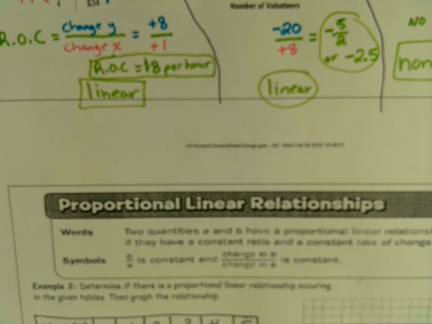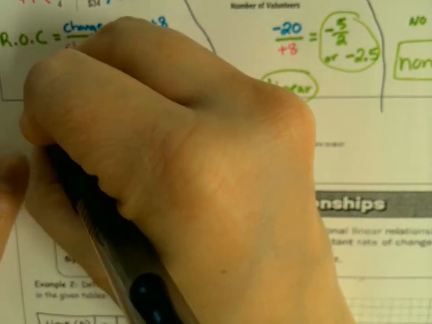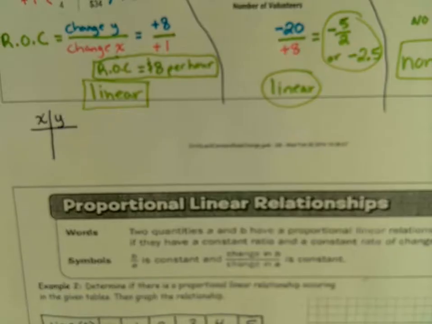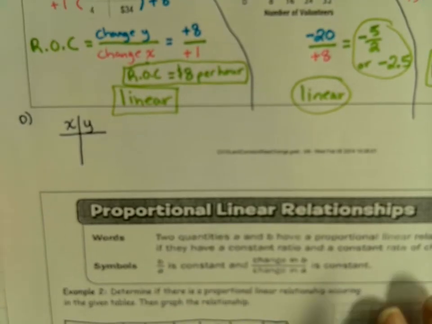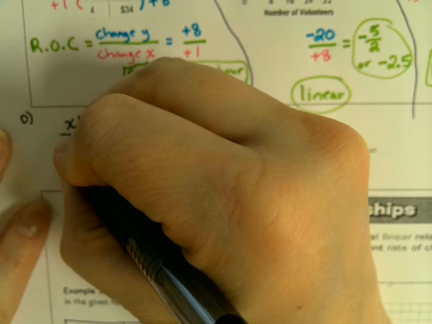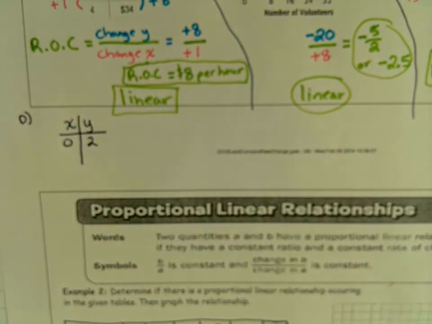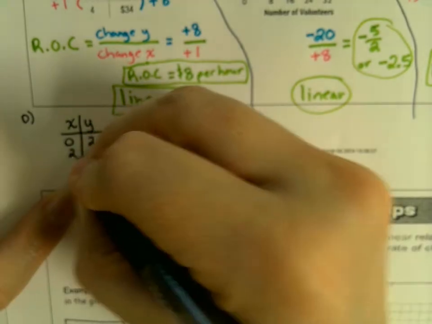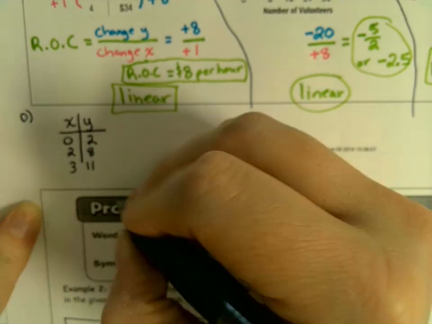So let me go ahead and give you an example. Write this down in this little spot. If we have an x and a y relationship, we'll call this table D. Table D. We have x and y. All right, so we have x, y. We have 0 and 2, 2 and 8, 3 and 11. We'll say 6 and 20.